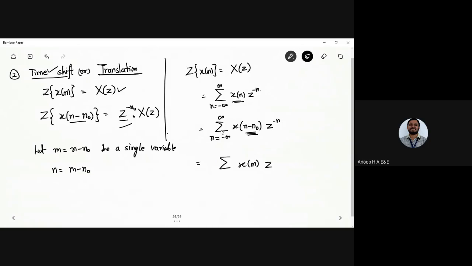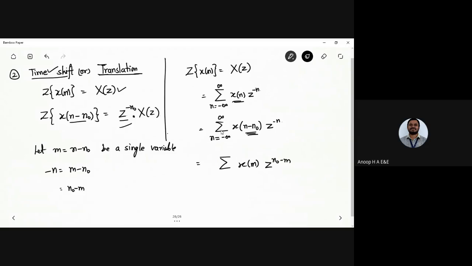Okay, m is n minus n naught. So z power minus n, if I want to write it as minus n, that would be n naught minus m. That's how I can write it for x of m, the new variable I have replaced here.